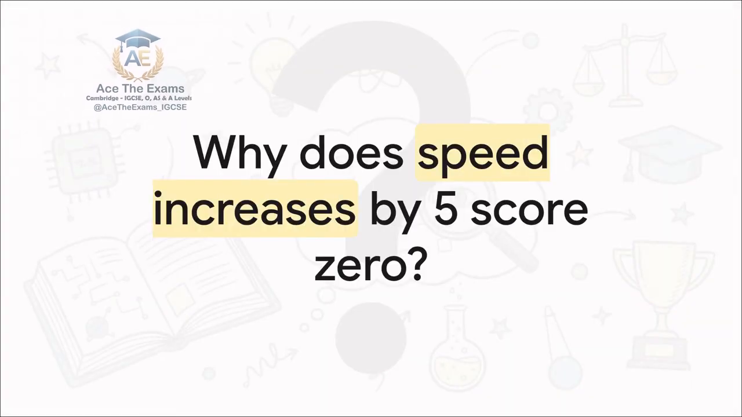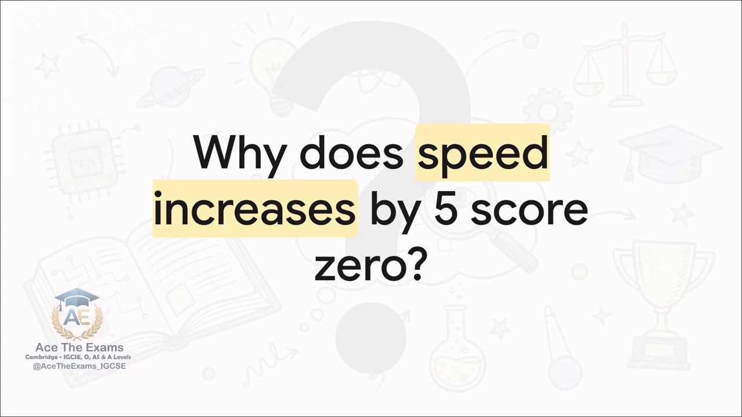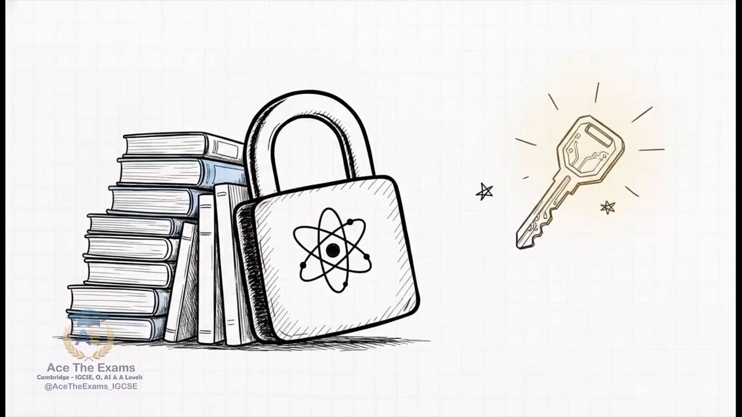So imagine an exam question asks you to describe the motion of an object. A student writes, "speed increases by 5." It sounds logical, right? The data clearly goes up by 5. Yet this answer scores an agonizing 0, literally 0 marks. Why? Well, because it completely ignores the strict, unwritten rules that examiners use to separate the top bands from everyone else. Here's the glitch in the matrix.